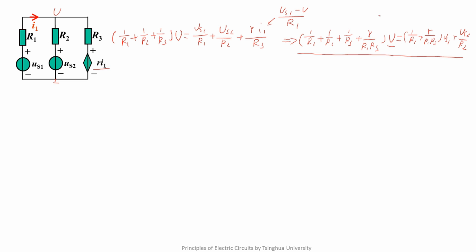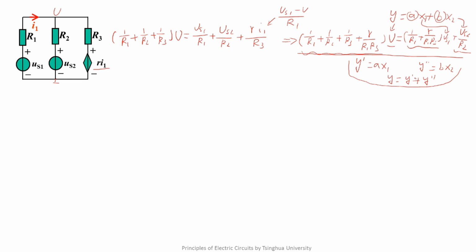Now we find that the equation is just y equals a times x1 plus b times x2 discussed above. Y is this, x1 is this, and x2 is this. The coefficients a and b are determined by this. According to the previous lecture, y prime equals a times x1 and y double prime equals b times x2. Y equals y prime plus y double prime. So how to represent these statements using the circuits?